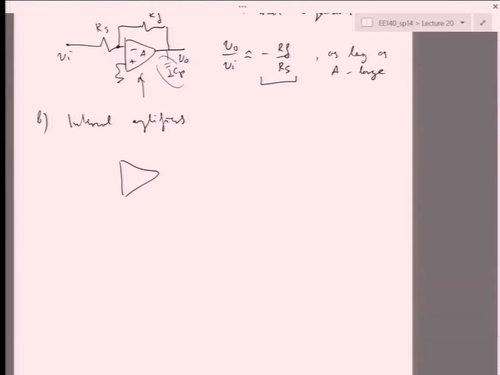So capacitors are something that is much nicer and much more well-defined in a CMOS process. I could use something that looks like this.